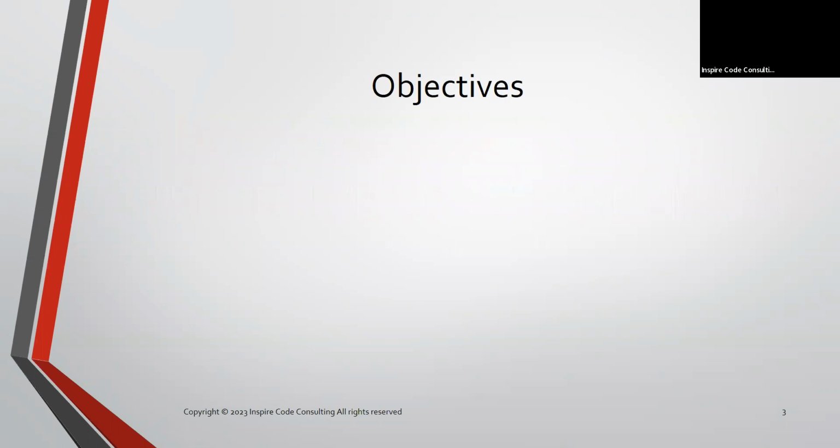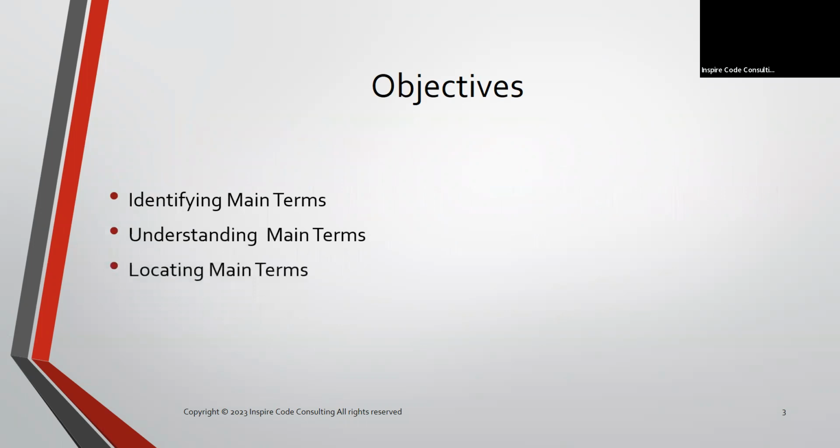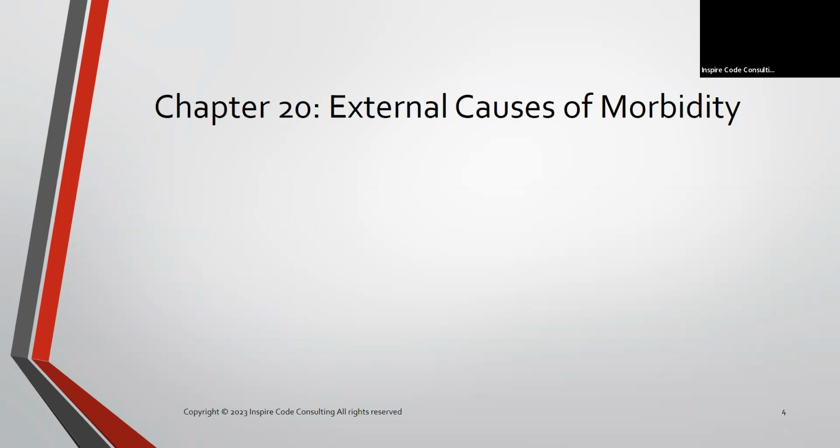The objectives: identifying main terms, understanding main terms, locating main terms, why we use main terms, coding main terms. So basically, we are going to learn how to put all of this together as it relates to external cause coding. You will find chapter 20 in your guidelines in your ICD-10 CM book.